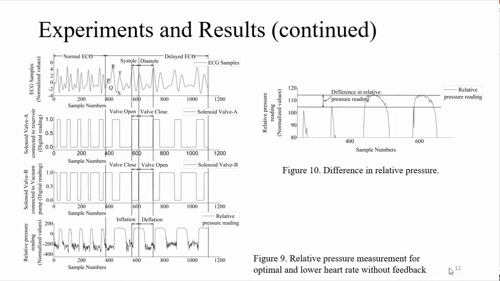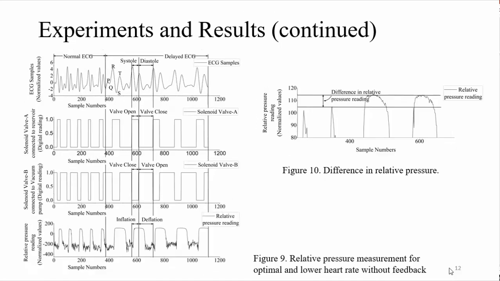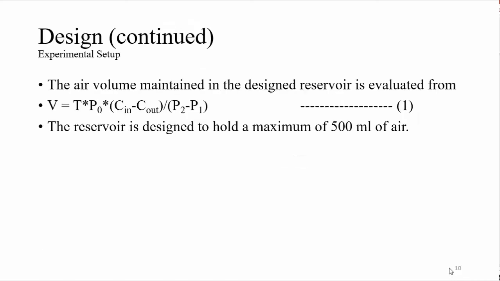So you see a pressure differential here. That is here, this ramp up, you see a pressure differential from the normal pressure that is applied on the heart to the one here. So to take care of that, if I can go back to the main diagram here, we have this velostat sheet sensor. This velostat sheet sensor actually calculates what is the pressure required, and it gives the feedback to the microcontroller telling that, okay, we have reached the nominal pressure that is supposed to be applied on the heart, and we cut off the solenoid valves.